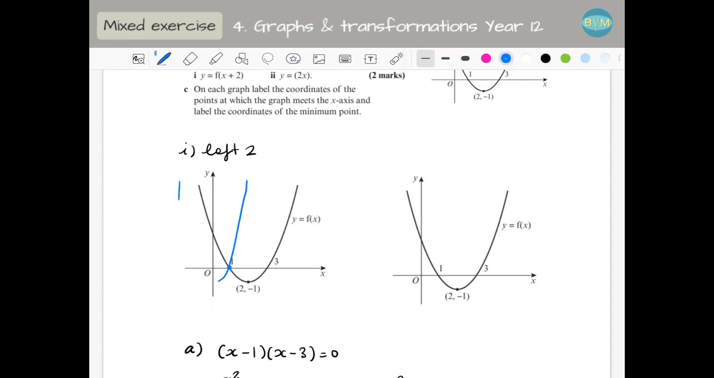So it's symmetrical around the y-axis. So this point is minus 1, this point is 1, and the minimum is on the y-axis. So it's going to be (0, -1).